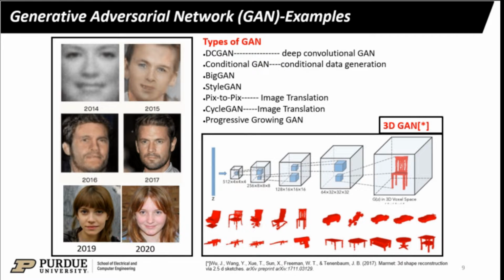Over the years, researchers have improved GAN. You can see the improvements in generating fake images over the years. Recently, people have become more interested in 3D GAN. One of the research groups from MIT is doing research on 3D object reconstruction.